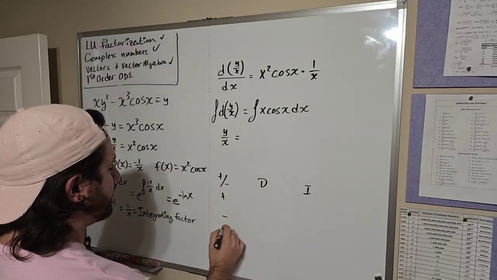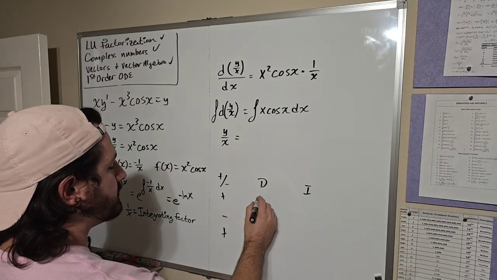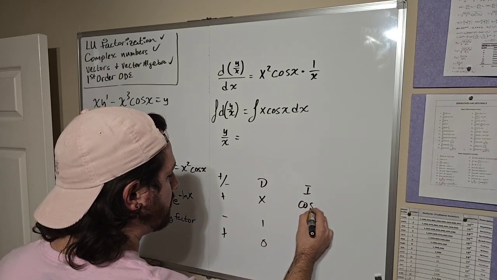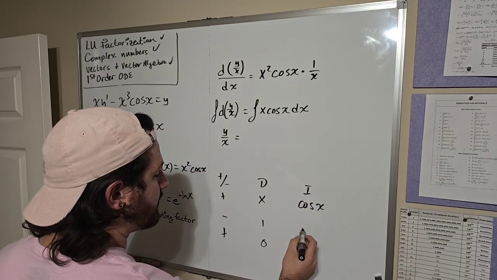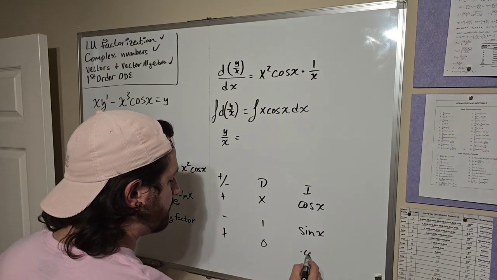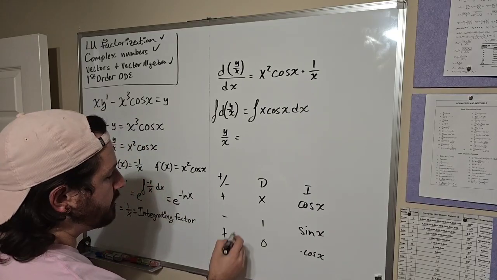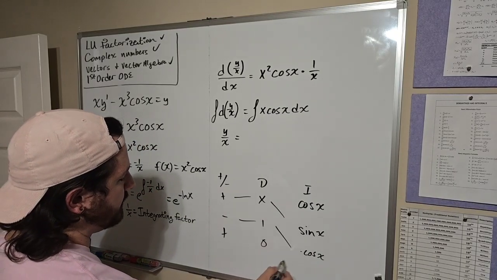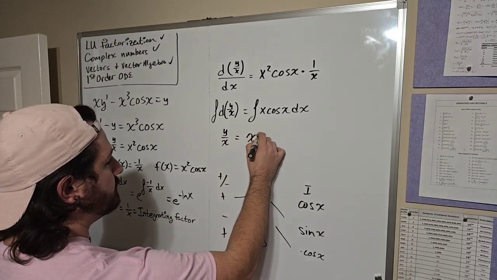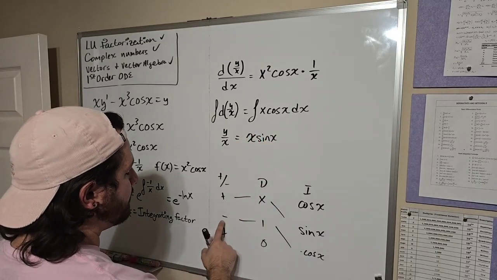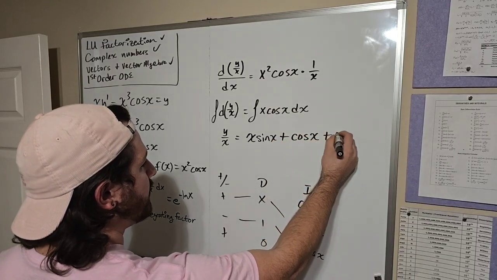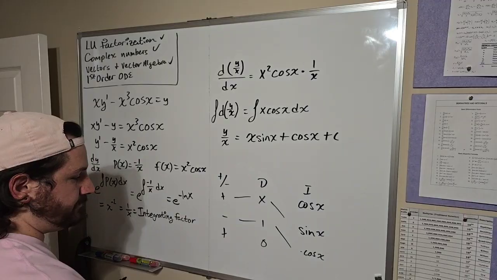We have plus, minus, plus. Derivative of x: we start with x, then we get 1, and then we get 0. We start with cosine, and then with one integration we get positive sine, and then another integration we get negative cosine. I think that's all we need, because we're going to go across and down and across and down. So now we have x times sine, and then we have negative and negative, so that's positive, so plus cosine of x. And then we still have our plus c.